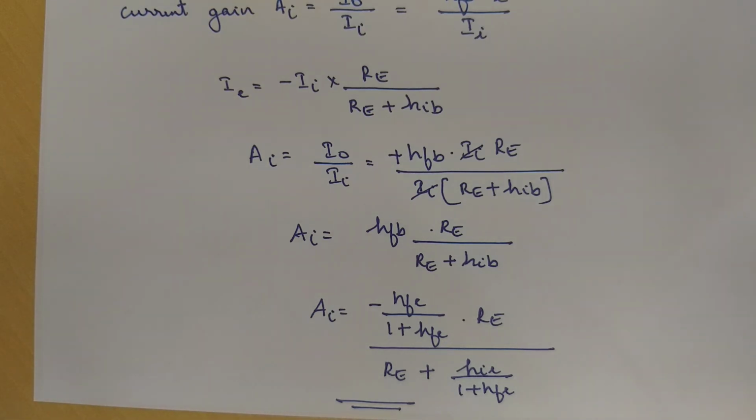And these will be the expressions for current gain, voltage gain, output impedance and input impedance for the common base configuration circuit.